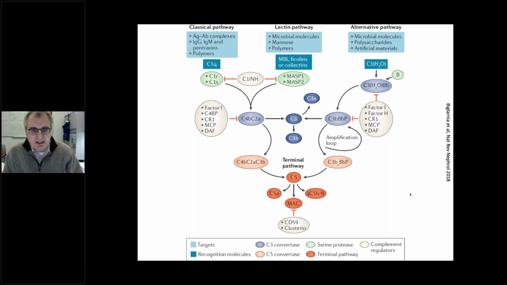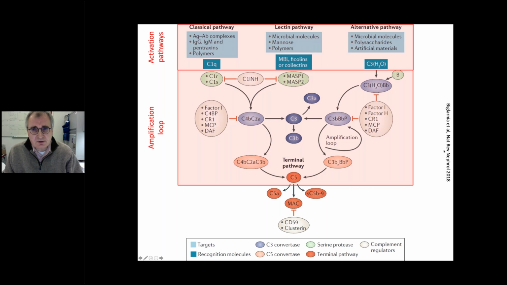Just to put it into a systematic cartoon, the complement system, since we continue to talk about it now, with the three initiating pathways, classical, lectin, and alternative, merging together in the amplification loop of C3, which can be amplified either through the alternative pathway convertase or the classical pathway convertase, leading to the initiation of the terminal pathway through the respective convertases for C5 and the formation of the end product of the terminal pathway, the membrane attack complex C5b9.